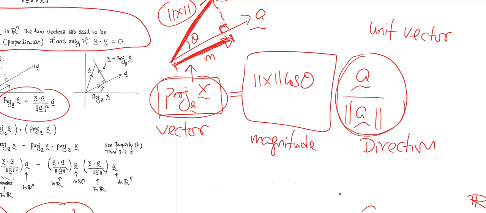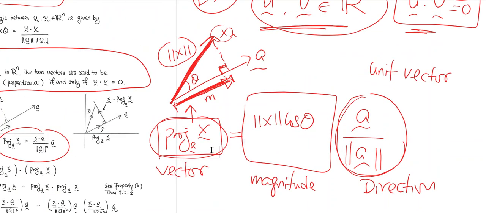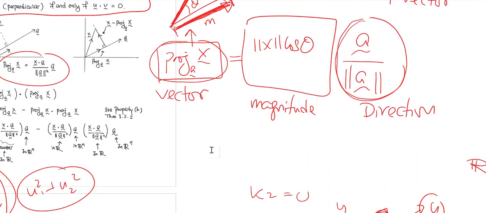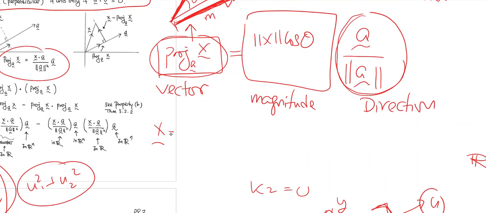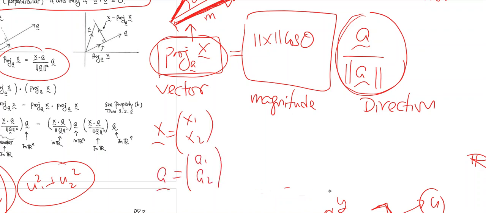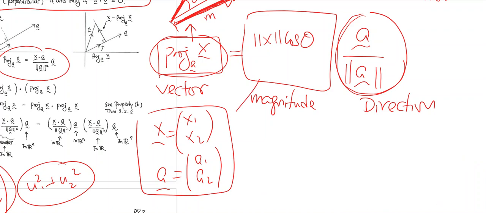But this is not quite useful, because most of the time we don't know the angle between these two vectors. What do we know most of the time? We know x, which will be x1, x2. We know a, which will be a1, a2. We don't really know the theta between these two vectors, but what we know are these two. So we want to make this more useful.